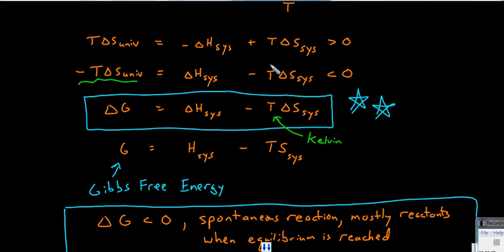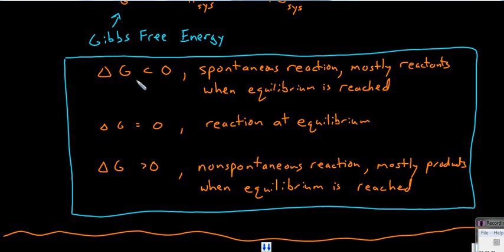Now, we know that in order for a reaction to be spontaneous, we had seen that all of this had to be greater than 0, but multiplying by -1, all of this has to be less than 0. In order for the reaction to be spontaneous, delta G has to be less than 0, and that is a key point. Delta G, if it's negative, if it's less than 0, that means that we have a spontaneous reaction, and so the reaction will proceed significantly if it gets started. And so when it reaches equilibrium, we're going to have mostly products. The reaction is spontaneous. It proceeds significantly. We'll have a lot of products versus reactant when equilibrium is reached.